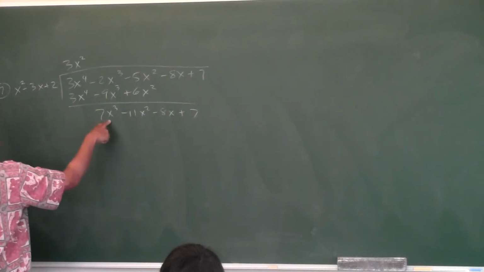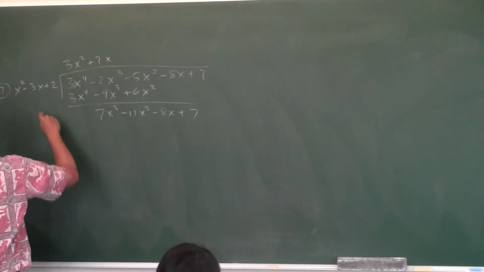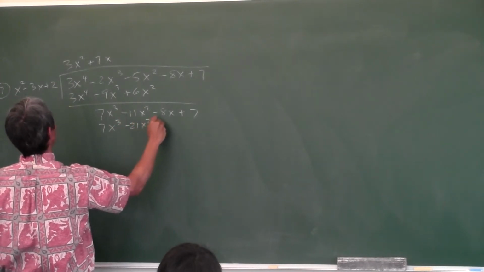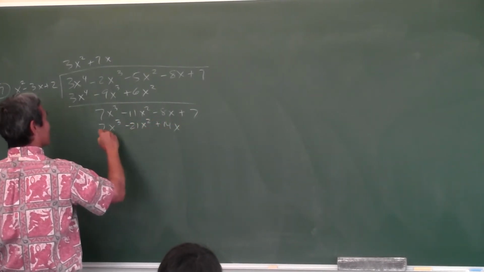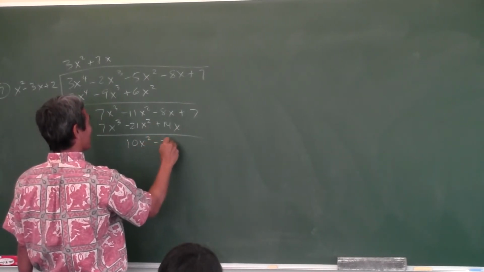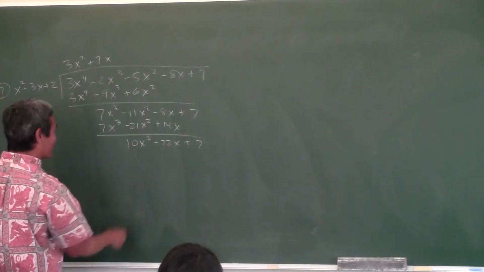X squared goes into that how many times? 7x. Multiply that times the divisor. 7x cubed minus 21x squared plus 14x. Subtract. 10x squared minus 22x plus 7. X squared goes into that how many times?